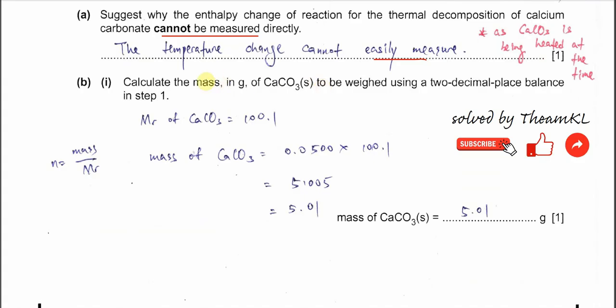Part B1. Calculate the mass in gram of calcium carbonate being weighed using a 2 decimal place balance in step 1. First you need to calculate the molar mass of calcium carbonate. So it's 100.1. After that, just use the mole times the molar mass. So we get the mass 5.005. Because it's mentioned a 2 decimal place balance, the mass of calcium carbonate that needs to be measured is 5.01. So you must put 5.01 gram there.